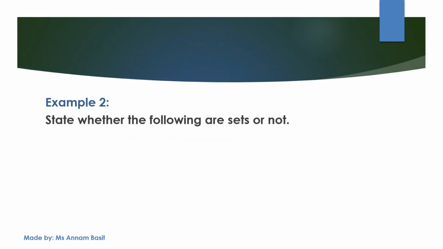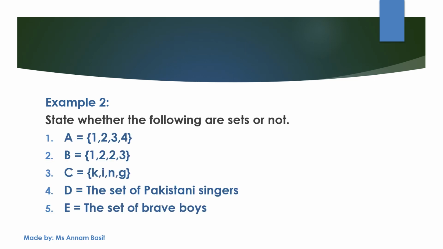The question of example 2 is: state whether the following are sets or not. There are 5 sets given here, and you have to identify whether these are sets or not. If you remember the slide in which I mentioned the definition of a set, according to that, sets must be well defined and they must be distinct. So we have to see whether these sets are well defined and distinct. If either property is missing, it cannot be called a set.